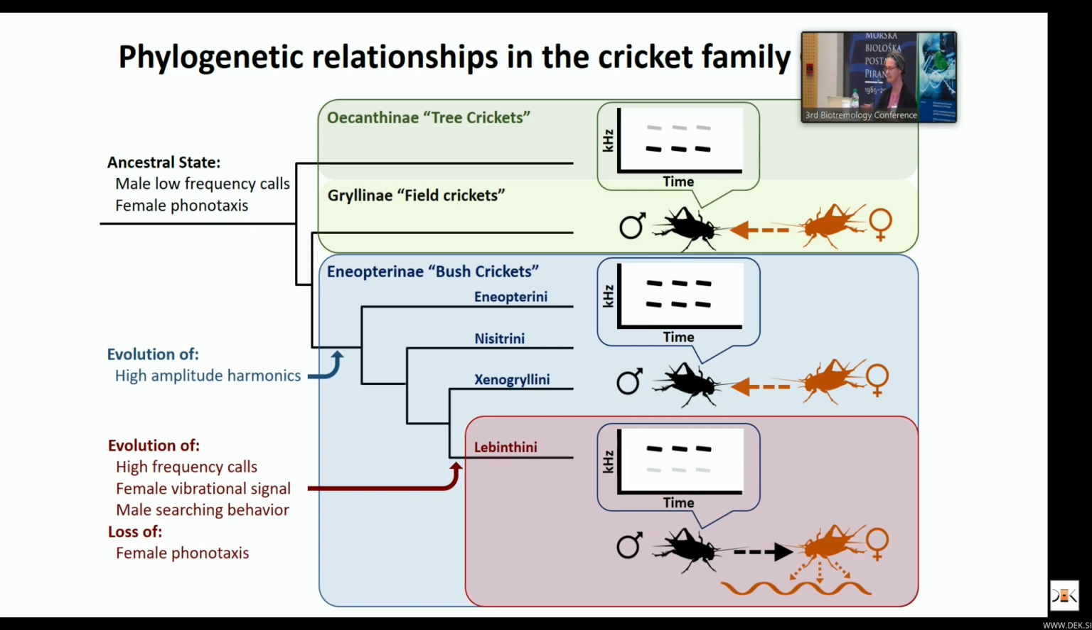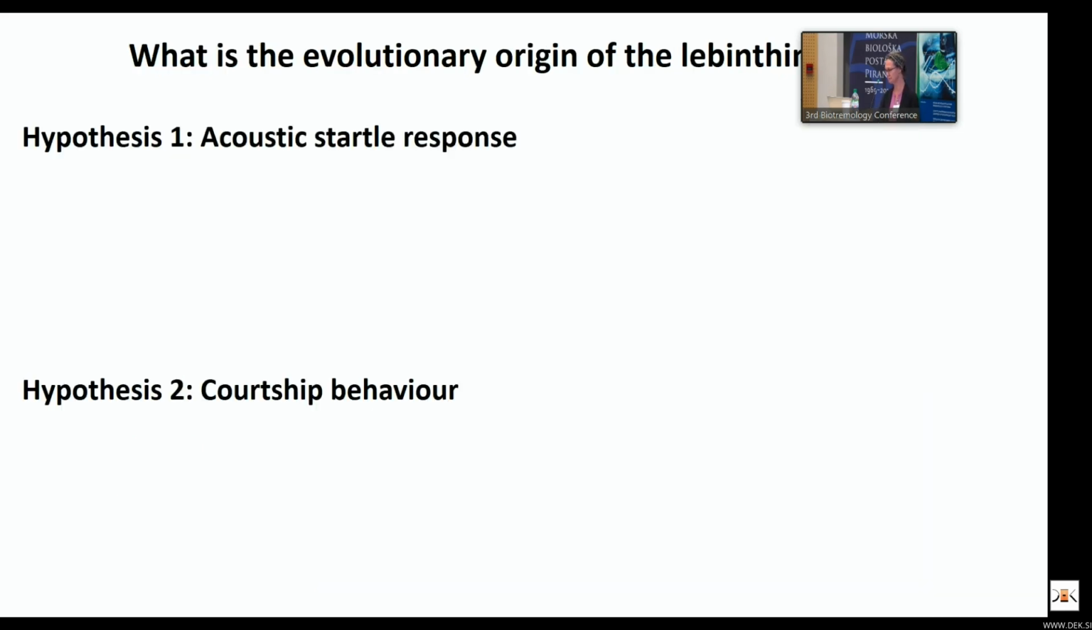And then we get to this special, derived tribe, the Lebinthini, and the males are putting all of their energy into the high frequency harmonics, so their calls are all 12 or 13 kilohertz or higher, some are ultrasonic, and the female does a vibrational signal, the male does searching, and the female has completely lost phonotaxis as far as we can tell from about 10 species that we've looked at so far.